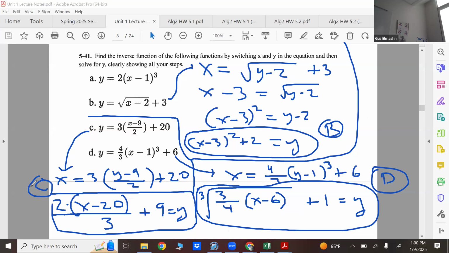You just want to be careful. Well, you divide by a fraction. Then you divide by the fraction.